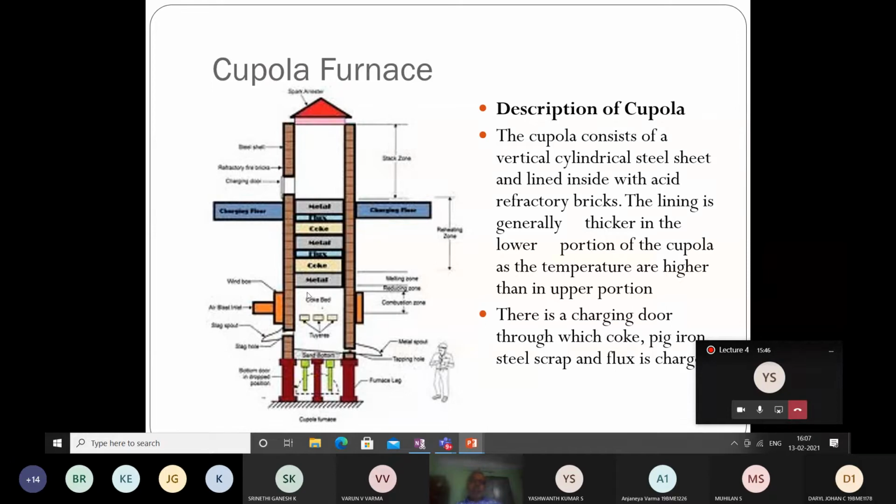At the top and bottom, nothing will be there. It's just a cylinder; there is no top cover. At the top, we are going to install the spark arrestor. In the bottom, we are going to have a sand bed, a sand bottom.